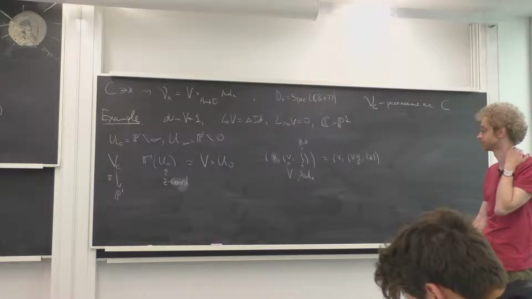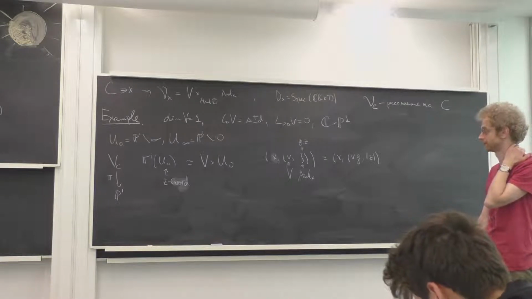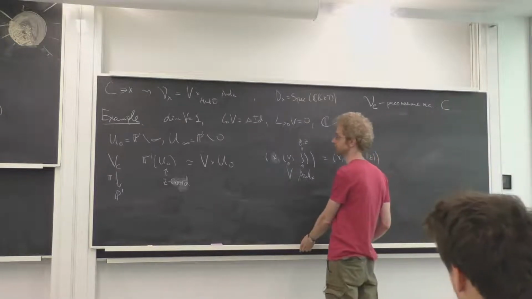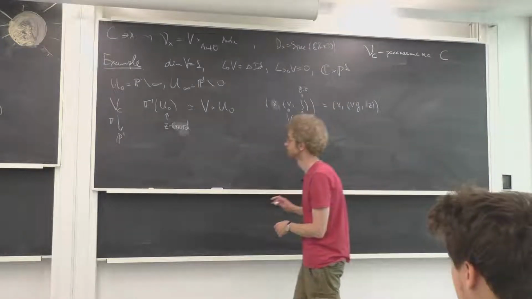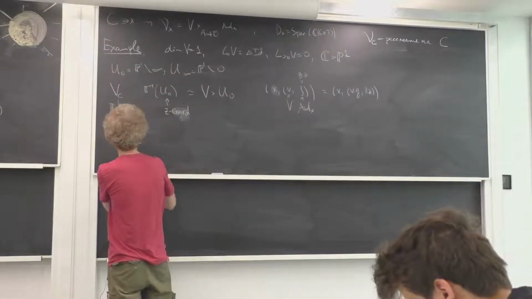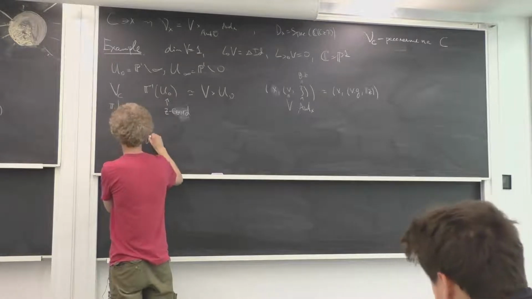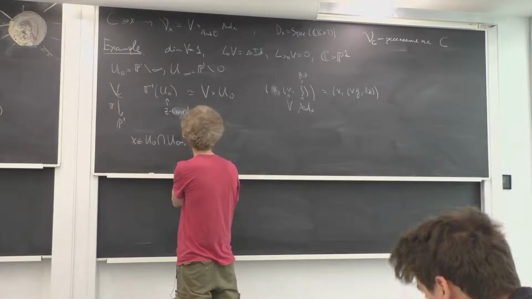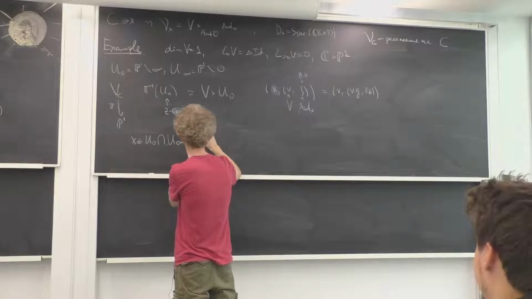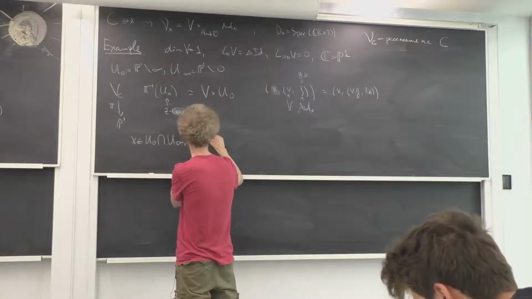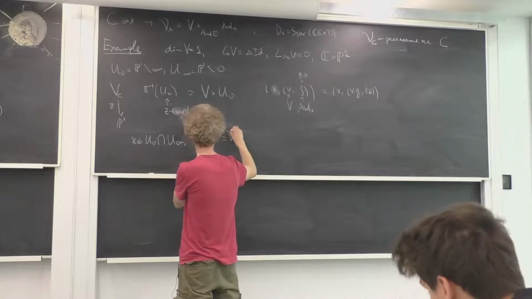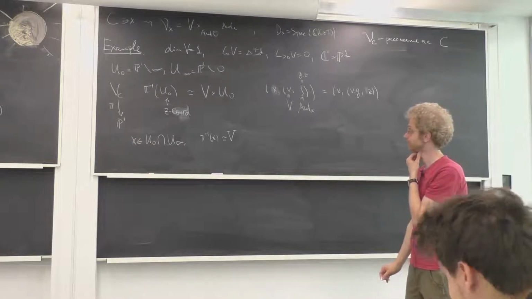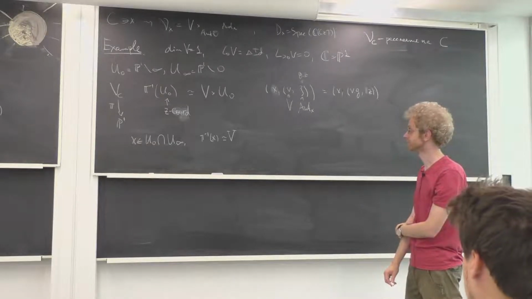Therefore, we have such a trivialization. Now we want to consider a point x in U0 intersected with U infinity, and take pi inverse of x, which is isomorphic to V. In our case, remember, this is just a one-dimensional vector space. And then there are two ways to identify this with V.